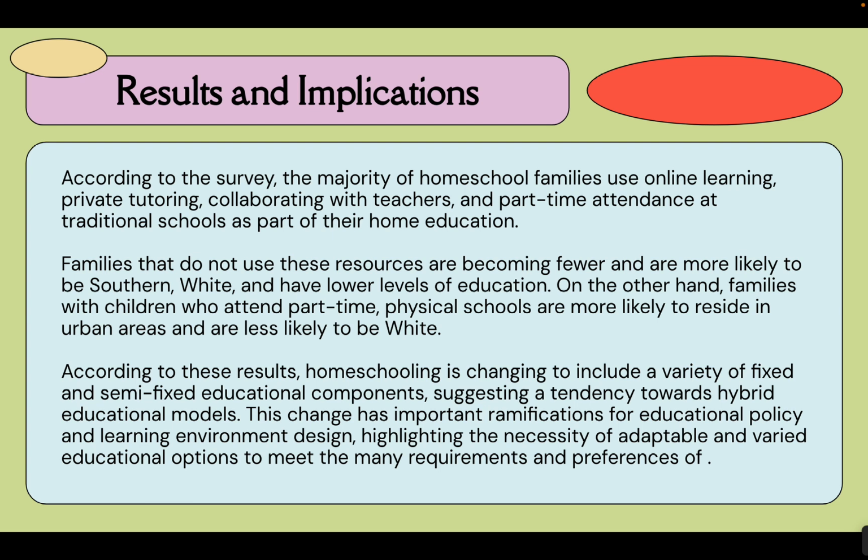According to these results, homeschooling is changing to include a variety of fixed and semi-fixed educational components, suggesting a tendency towards hybrid education models. This change has important ramifications for educational policies and learning environment design, highlighting the necessity of adaptable and varied educational options to meet the many requirements and preferences of families.